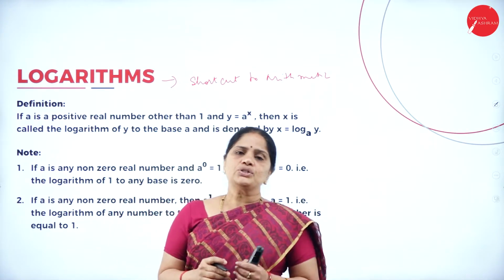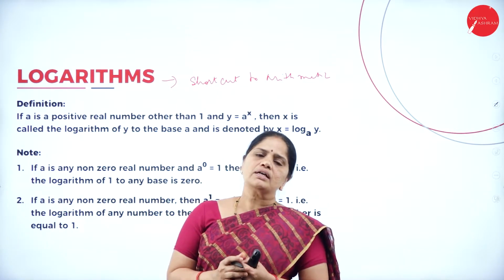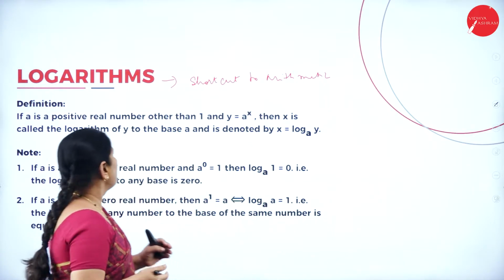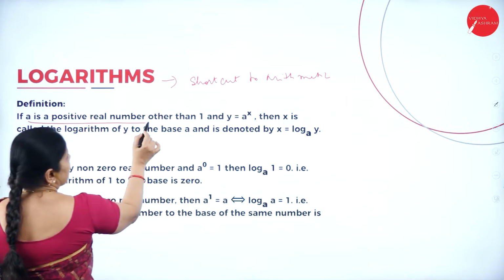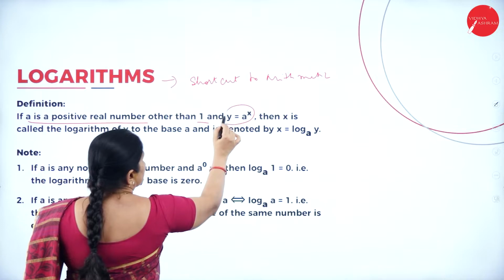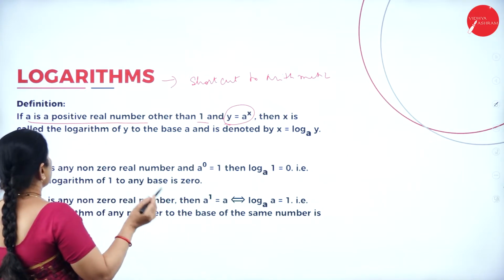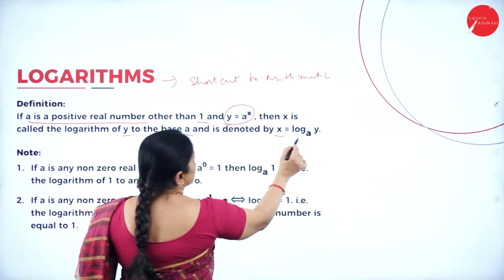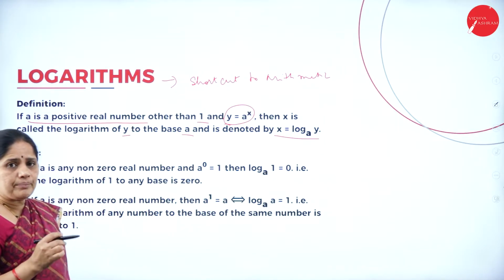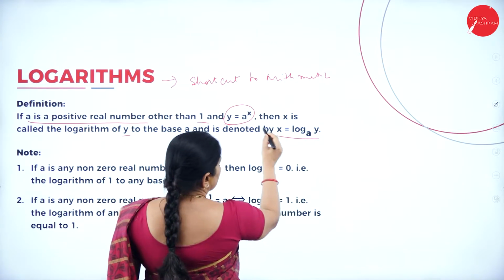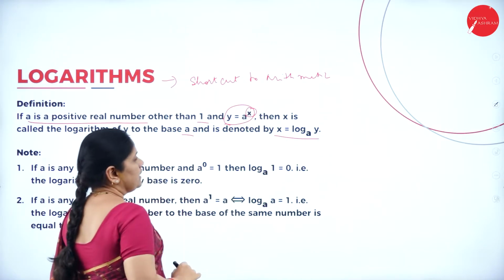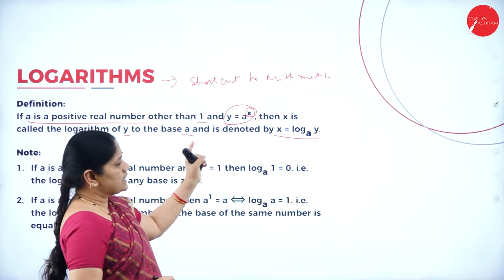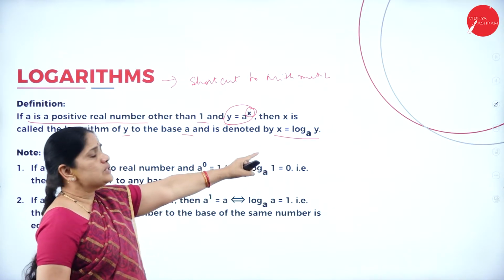Whenever we have very huge numbers, we can always make use of the log tables and do all the arithmetical operations. Now let us understand what we mean by logarithms. If a is a positive integral number other than 1 and y equals a to the power x, then x is called the logarithm of y to the base a and is denoted by x equals log y to the base a. This x is the power of a.